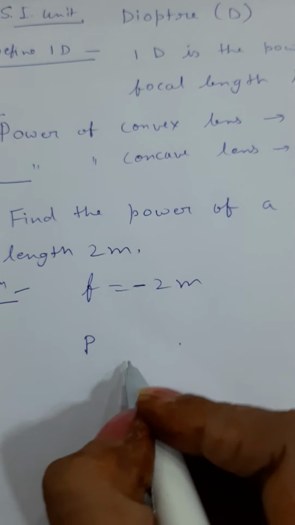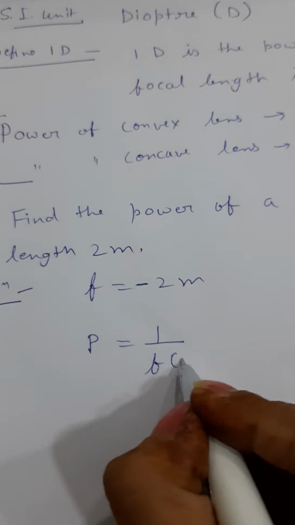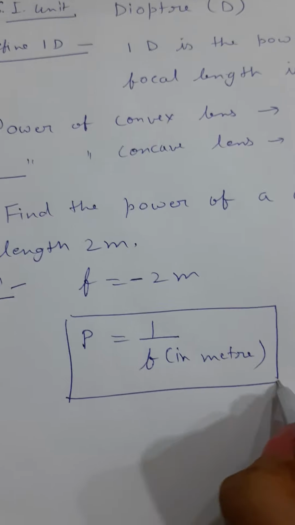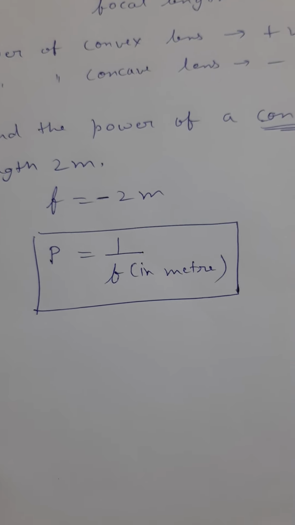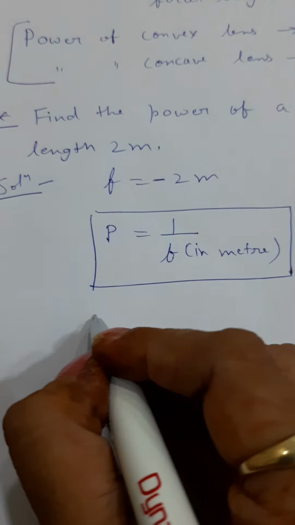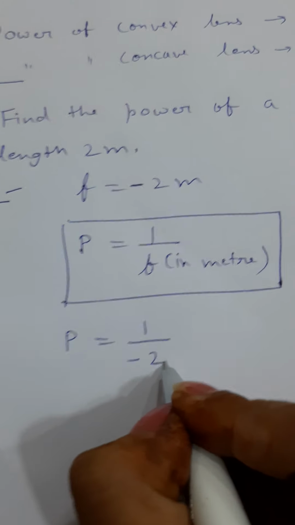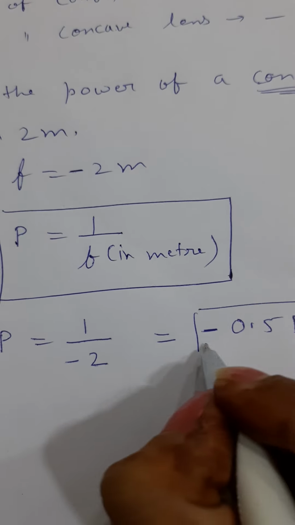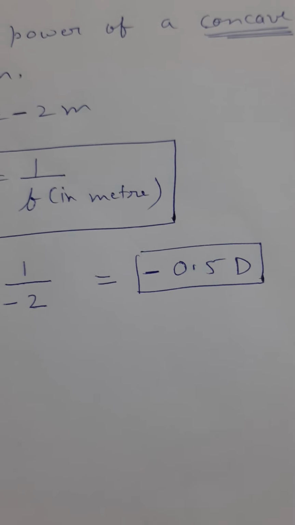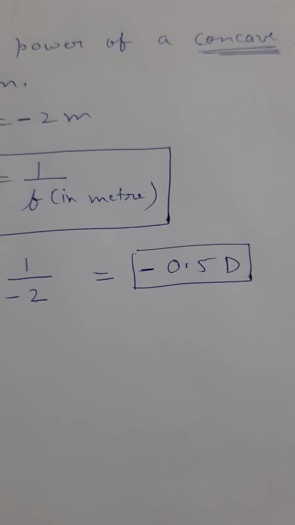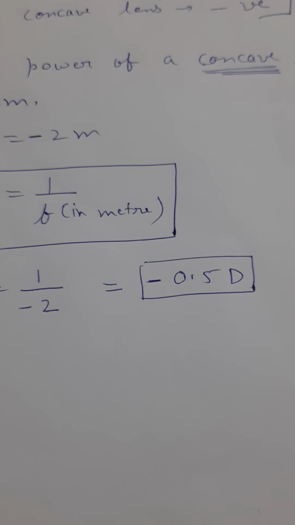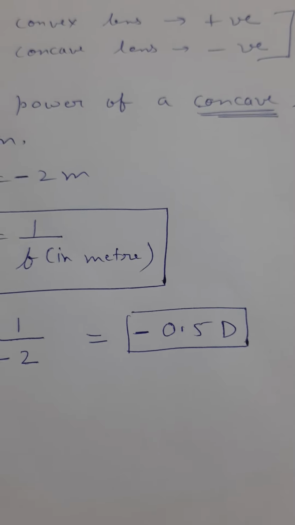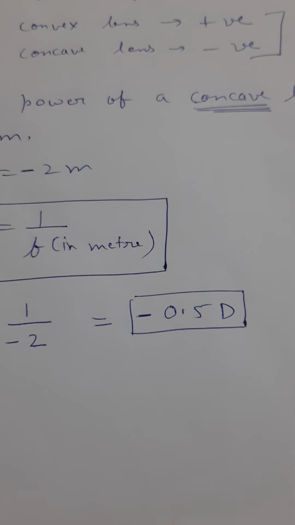What is our formula? We need to calculate power, so first we will write the formula like this. You will have to mention it is in meters, highlight this one. Always put a box around the formula so that it is highlighted separately. Now put the values, it will be minus 2. So what are you getting? Minus 0.5 diopter. You are not going to ignore the positive or negative sign whenever you mention terms related to mirrors as well as lenses. All the measurements you will write with either a positive sign or a negative sign, whatever is required.